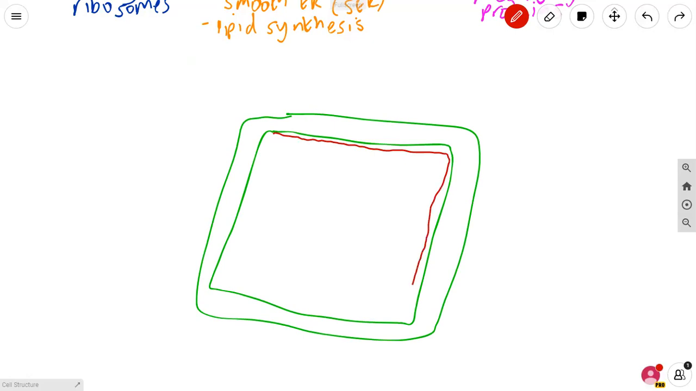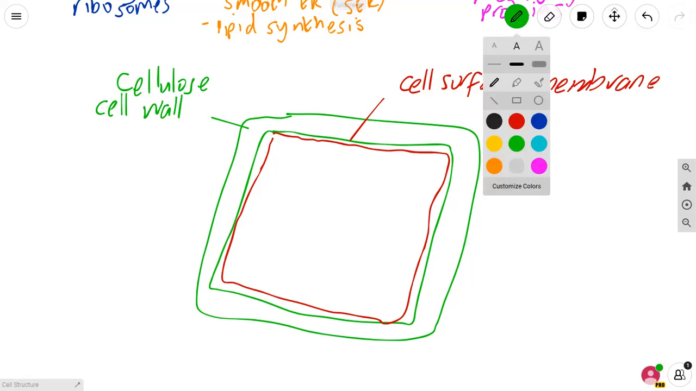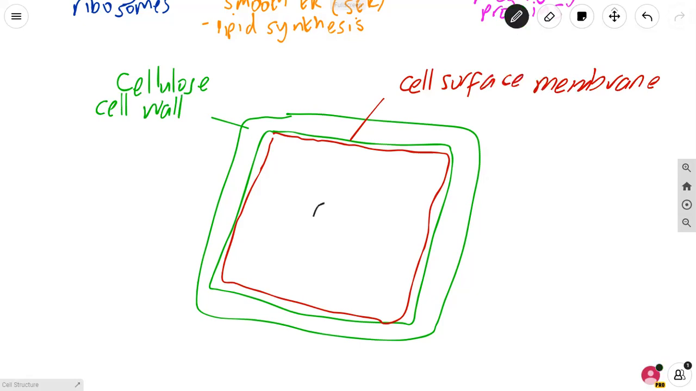So far, I've just again drawn in the outside of the cell. I'm just drawing in the cell surface membrane now, which again has the function of controlling what goes in and out. But outside of that membrane is our cellulose cell wall, made of a polysaccharide, cellulose, which, if you remember, we talked about was a polymer of beta glucose. We then obviously have our nucleus. I'm not going to label everything again, with our nucleolus and our nuclear membrane and nuclear pore.